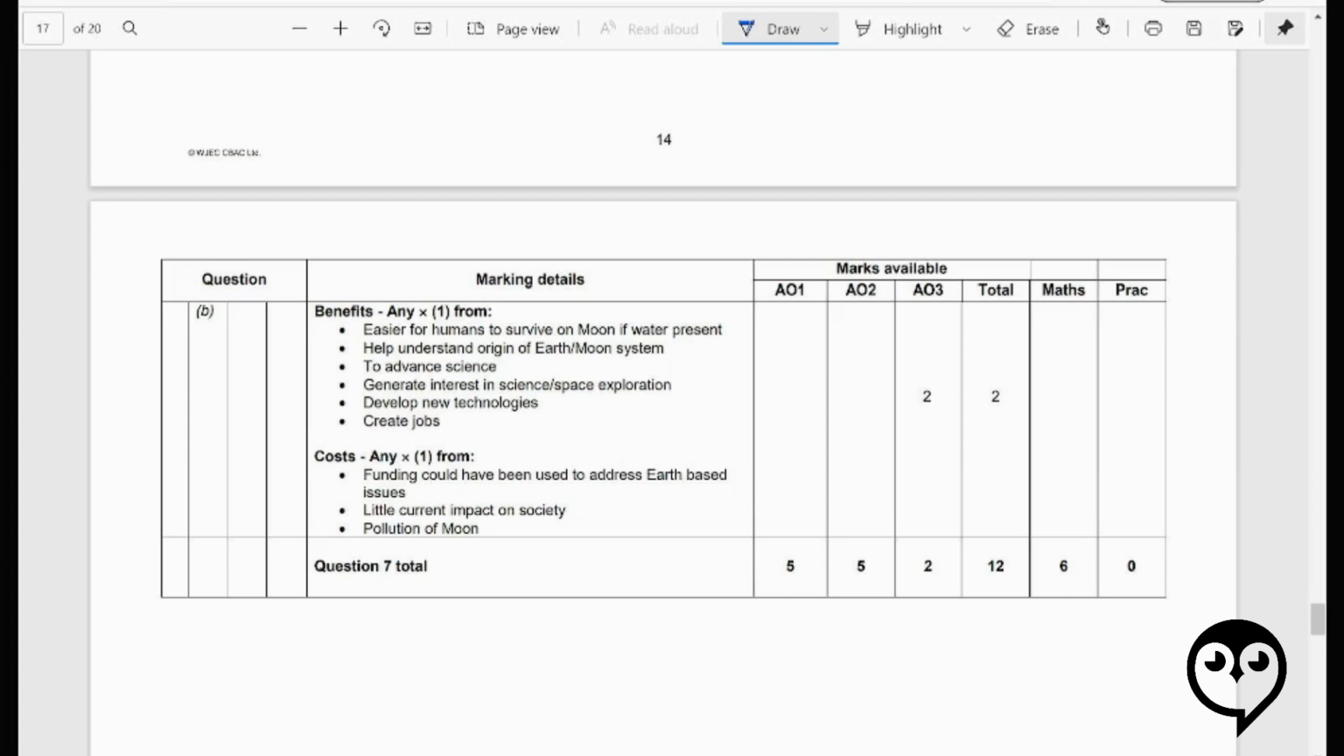What are the benefits? It's easier for humans to survive on the moon if water is present, to help understand the Earth-Moon system, to help advance science, create jobs, new technologies, generate interest in space exploration. A lot of things that we take for granted today are a result of stuff that was first used by astronauts. Costs: funding would have to be used to address Earth-based issues, little current impact on society, pollution on the moon. So, pros and cons. Do you think the benefits outweigh the costs? There might be a longer question where you get into the nitty-gritty, but this is a very Eduqas WJEC type thing.